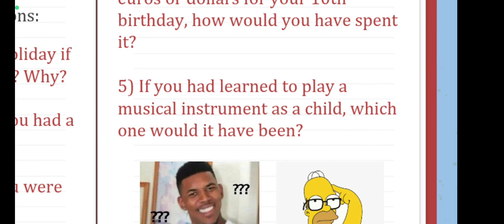If you had learned to play a musical instrument as a child, what would it be? I would have loved to start to play the piano when I was a child, because my progress would have been better at this point. But yeah, I think it would have been the piano. If I had practiced piano since the time I was a child, I would have an amazing level right now. That's great. Really good job, Leonardo.